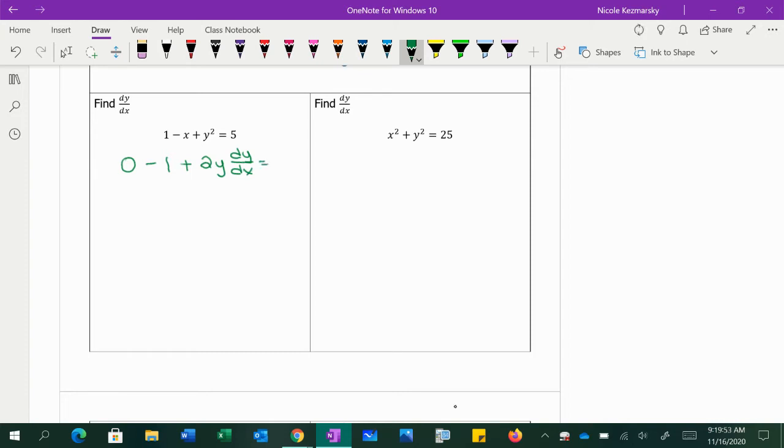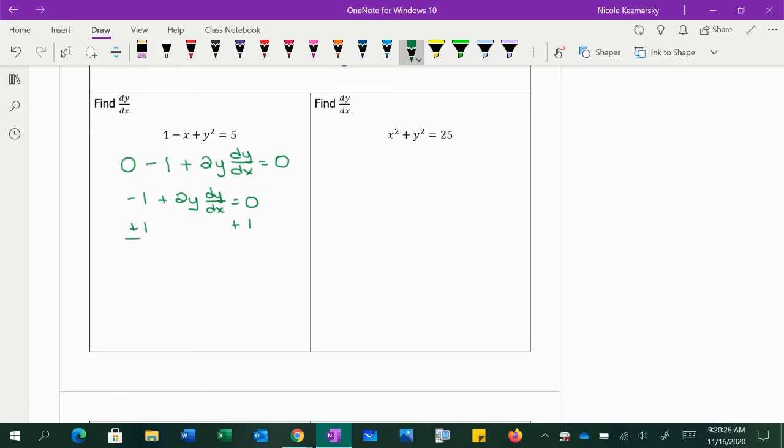And then on the other side of the equal sign, the derivative of 5, well, 5 is a constant, and so the derivative of a constant is 0. Now the instructions say find dy/dx, which is another way of saying we need to get dy/dx by itself. So I'm going to take what we have now, negative 1 plus 2y dy/dx equals 0.